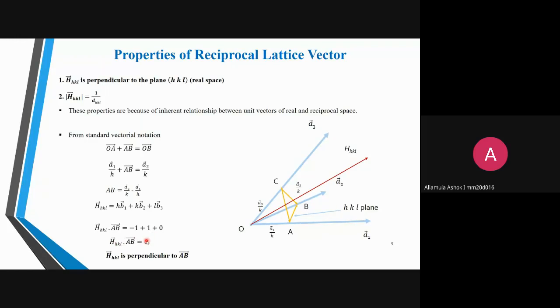From the standard definition of the dot product, we know that if the dot product of two vectors is equal to 0, that means one vector is perpendicular to the other vector. Therefore, if I do this for AB, similarly I can do it for BC and CA, and we will get the same result: H dot AB equals 0, H dot BC equals 0, and H dot CA equals 0. From this, we can say that AB is perpendicular to H, and also BC is perpendicular to H, and CA is also perpendicular to H. So this ABC is nothing but the plane hkl formed. This is the hkl plane. So we can conclude that this hkl plane is perpendicular to the generalized reciprocal lattice vector capital H. This is one property of the reciprocal lattice vector with respect to real space.